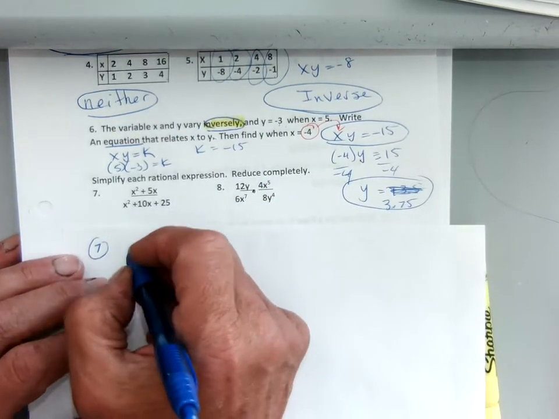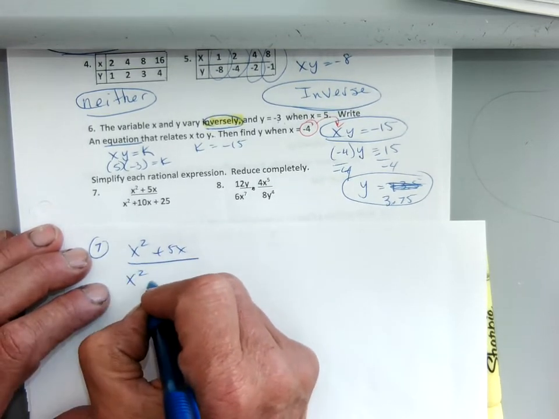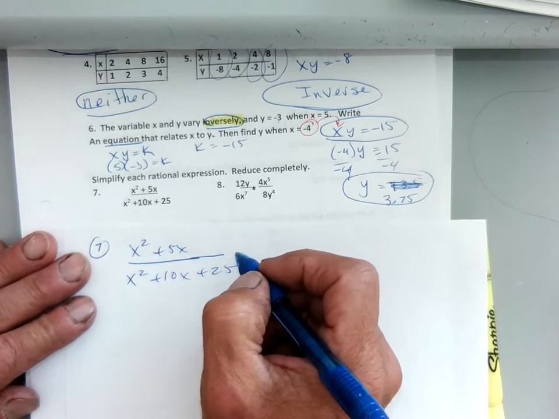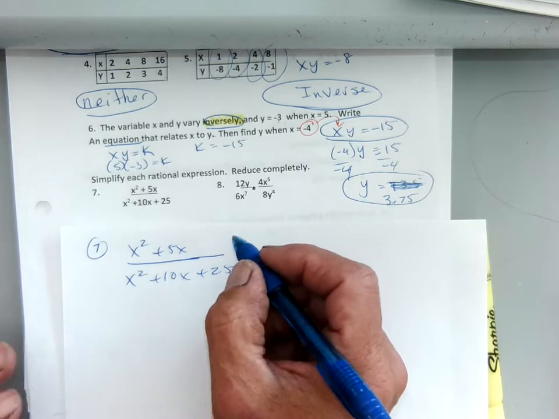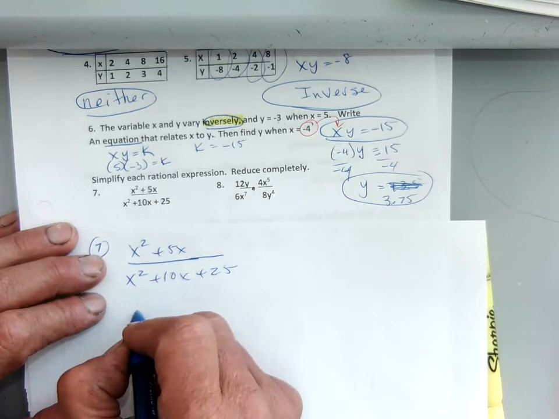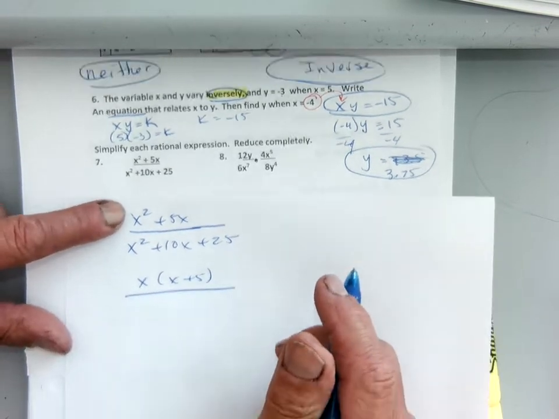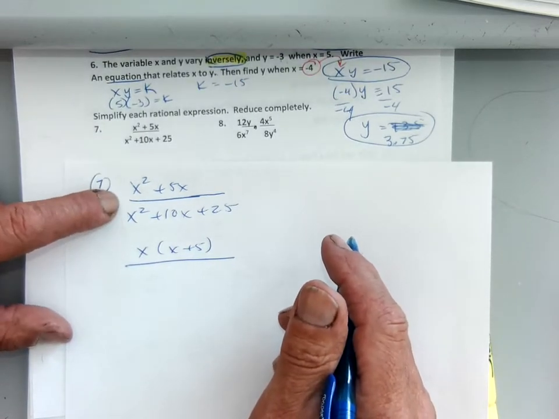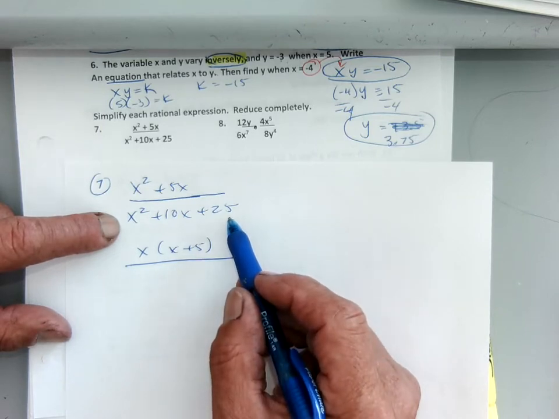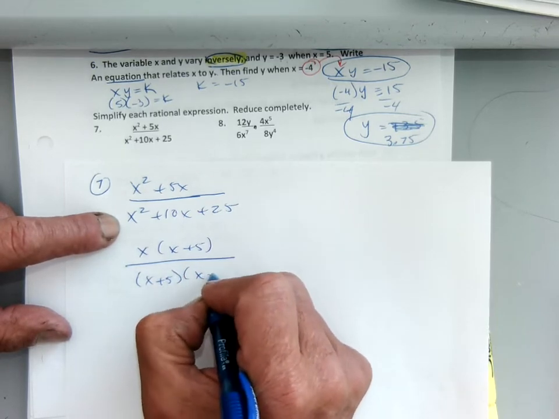Thanks, Retta. Okay, number 7, I've got x squared plus 5x over x squared plus 10x plus 25, right? Now, first, factor. So I'm going to rewrite this as x times x plus 5. I just common factored out an x in the numerator, and in the denominator, I'm going to go 5 and 5, multiply to make 25, but add to 10, so I'll go x plus 5, x plus 5.